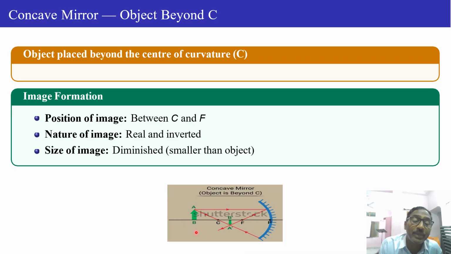Object if you take beyond center of curvature, this is the earlier case diagram. So object taken beyond center of curvature, you are getting the image in between C and F.